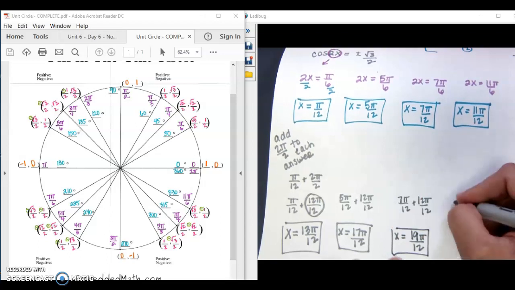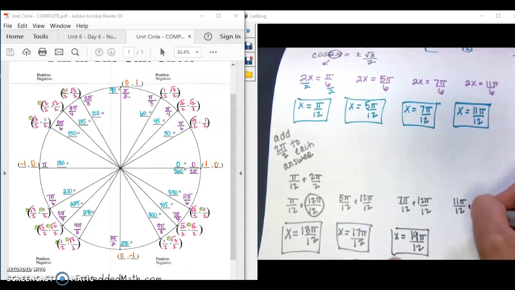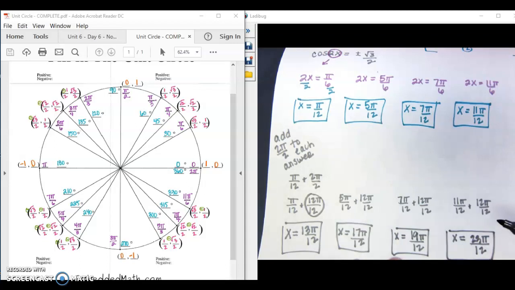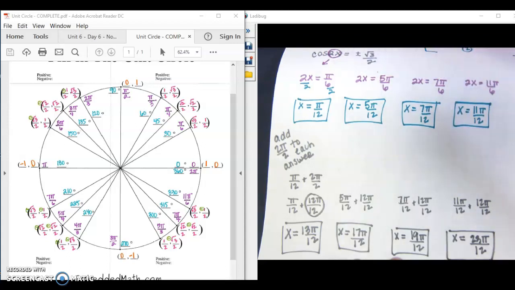And then for our final answer, we'll take our 11 pi over 12 and add 12 pi over 12. And that'll give us our 23 pi over 12. So we really have 8 answers for this problem, okay? So just to remind you, because we had this 2x here, we had to do 2 rounds of answers, okay?